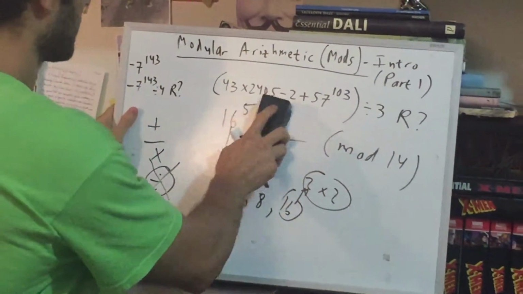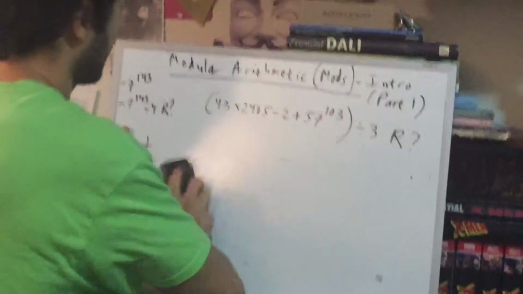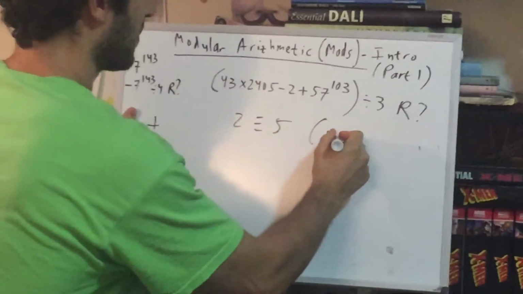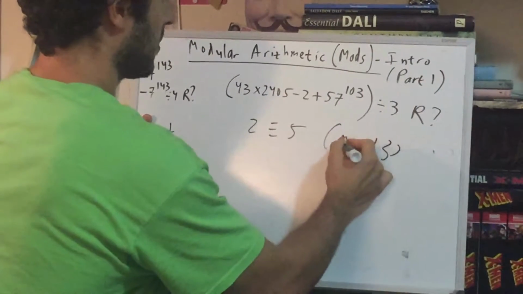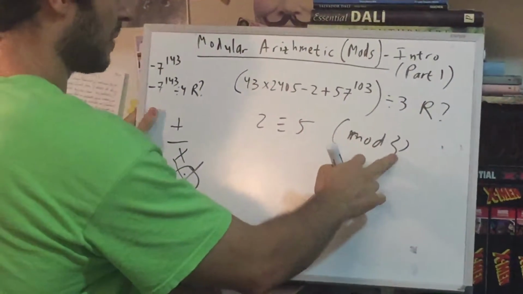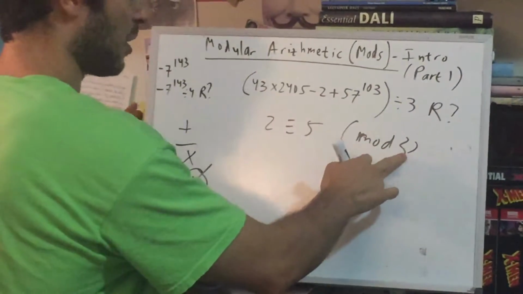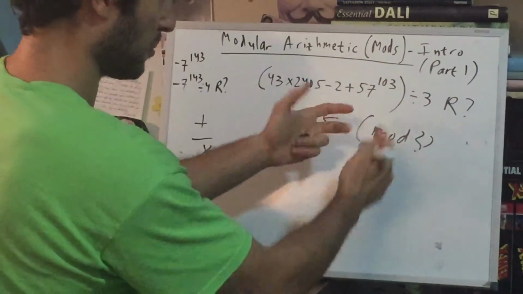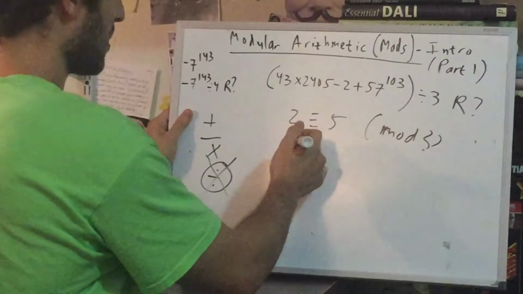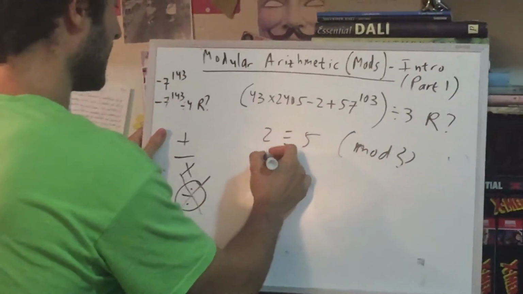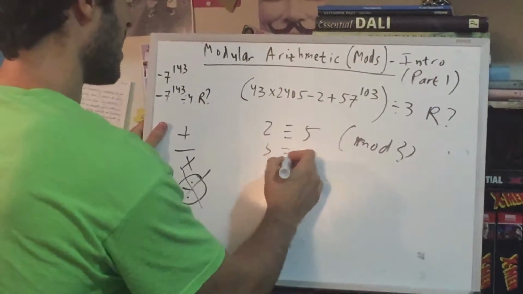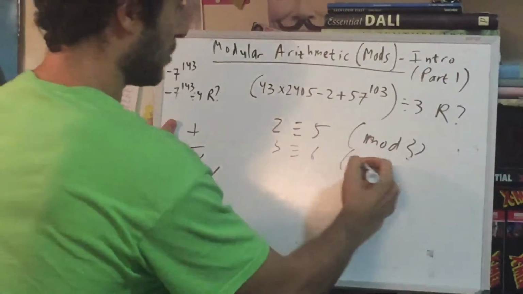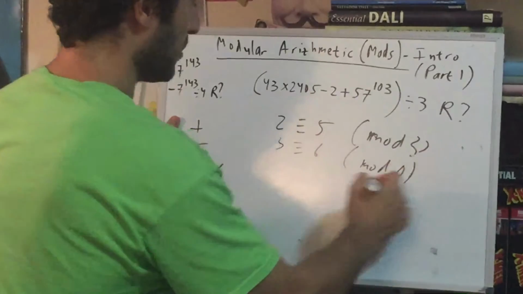So let's say 2 leaves the same remainder as 5, mod 3, meaning 2 divided by 3 leaves a remainder of 2, and 5 divided by 3 also leaves a remainder of 2, hence they're congruent with respect to mod 3, with division by 3. So let's say I have another statement like, well, 3 is congruent to 6, which we can reduce to 0.